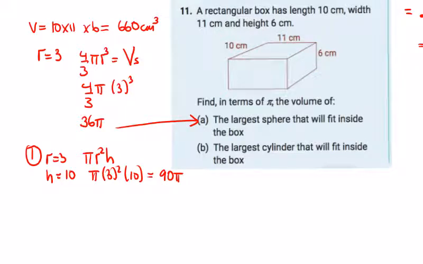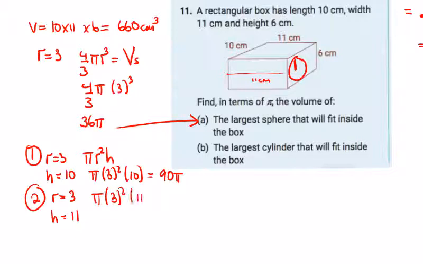Option two, it could be on this side here, let's say that way, and it's going across this way to the far side. So again, we have a radius of 3. And again, this will be 11. So we have option 2 this time. r is equal to 3 and h is equal to 11. So that would give pi by 3 squared by 11, which is 99 pi.